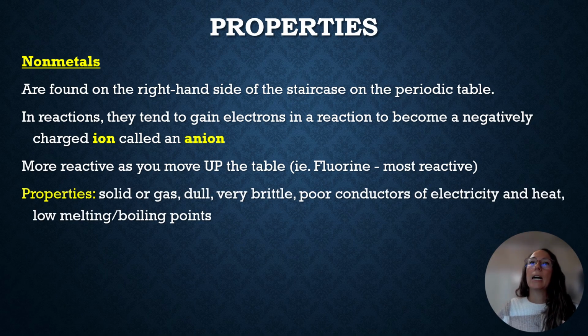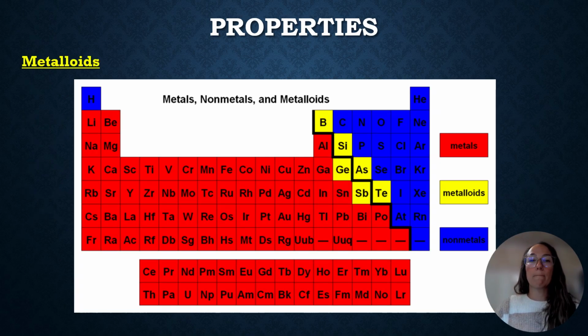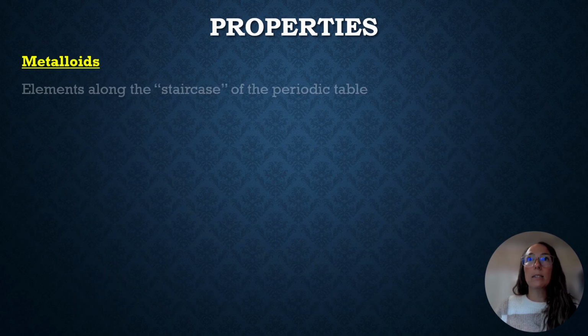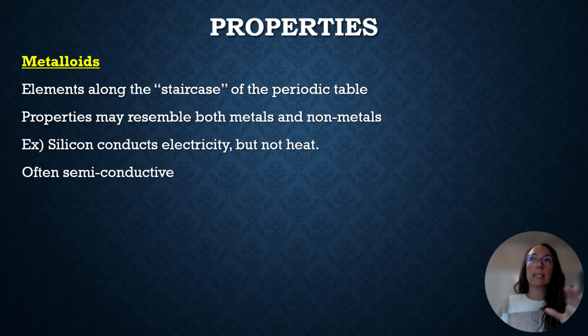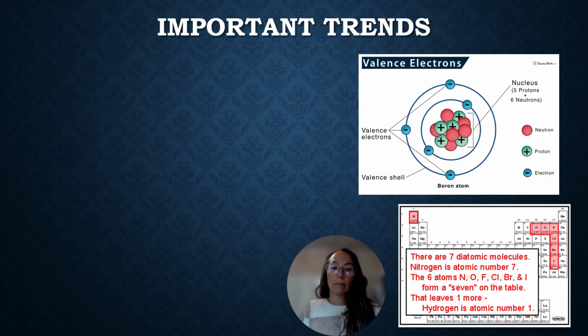Their properties, they can be solid or gas. They are dull, not shiny. They are brittle, meaning if I drop it, it crumbles into a million pieces. They are not very good conductors of electricity or heat, and they tend to have lower melting points and boiling points. Metalloids are those yellow ones. Metalloids are on the staircase, and they have properties of both.